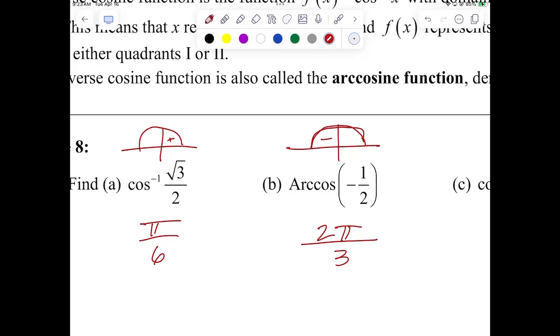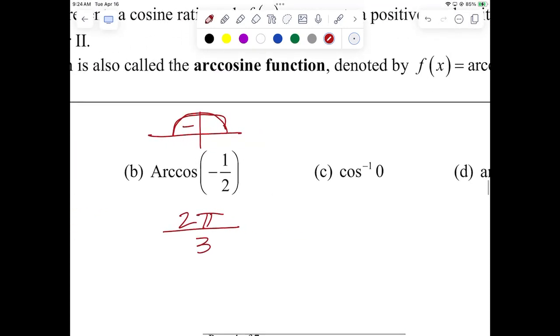Now, why is it not 4 pi thirds? What's cosine of 4 pi thirds? Yeah, cosine of 4 pi thirds is also negative 1/2, but it's in quadrant 3, which is not in the PVR. So we only look at quadrant 2. Got it? Okay.